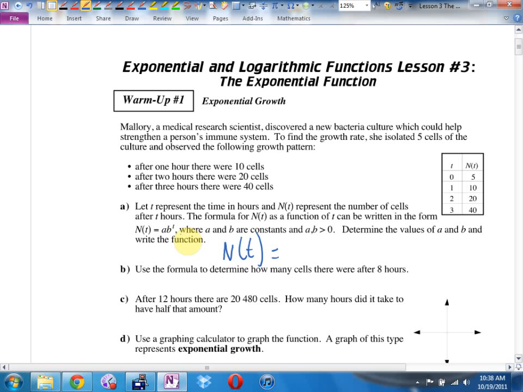So here's the equation, and here's how I get it. Brett, how many bacteria did I start out with? Start out with what you start out with.